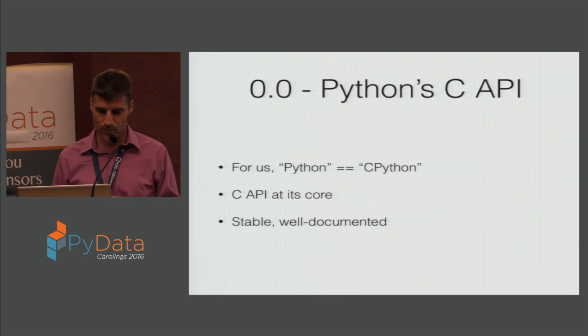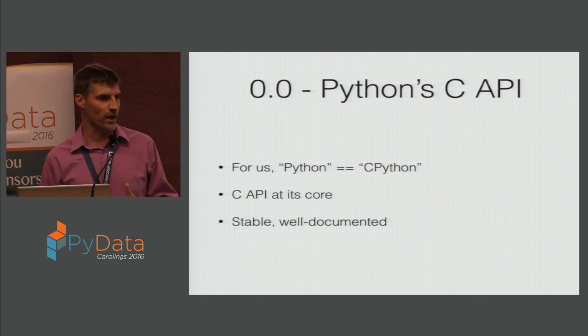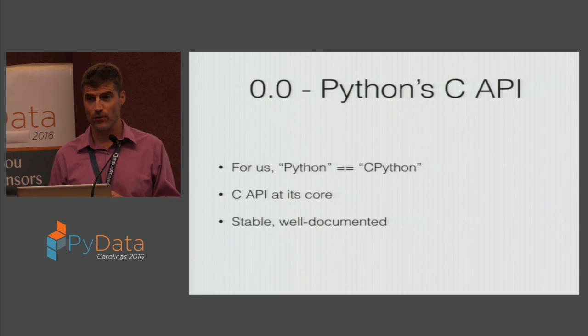So without further ado, then, let's talk about Python's C API. So when I talk about Python, the Python that's been around for a very long time, and actually was the only Python for a long time, is written in C.